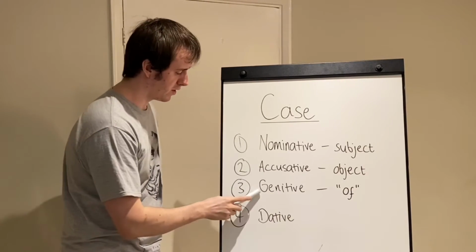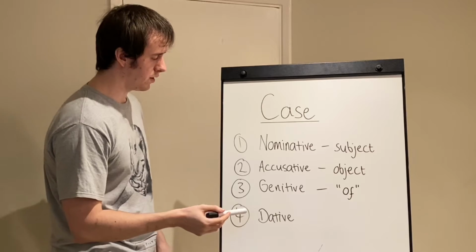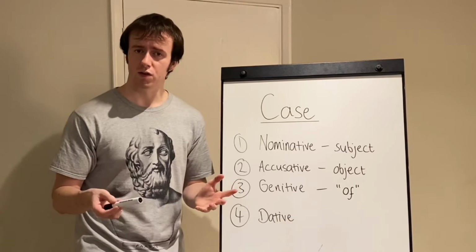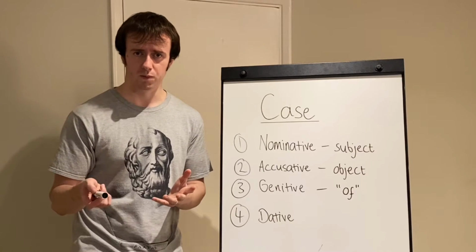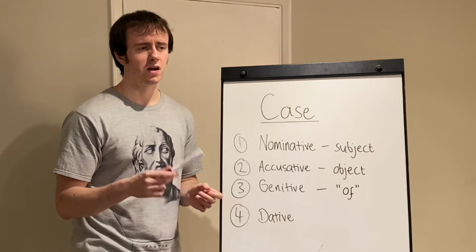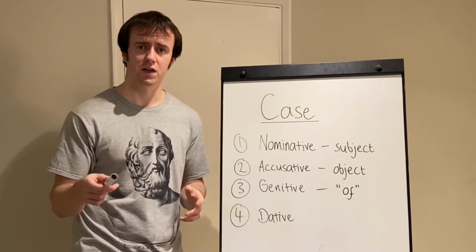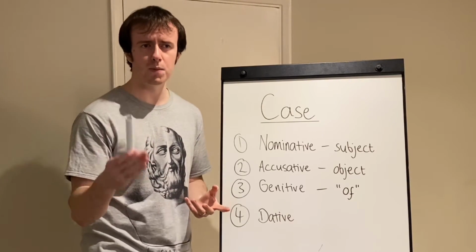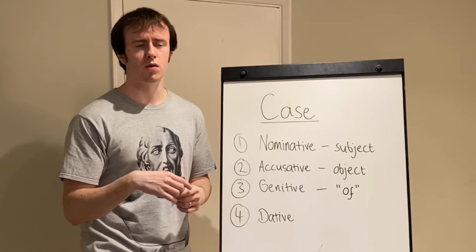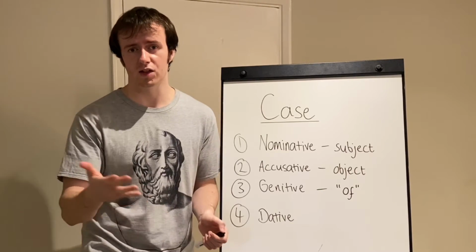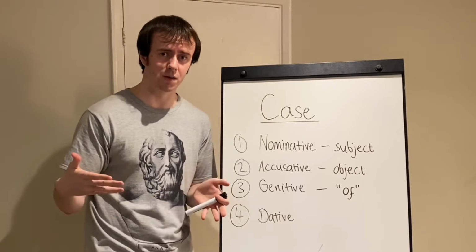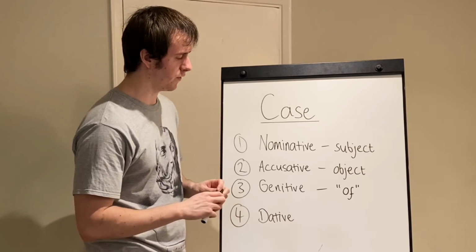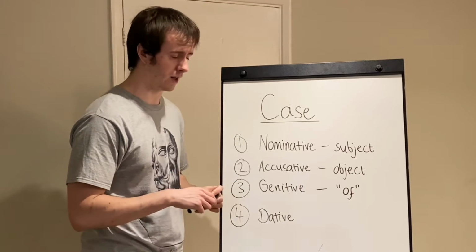Thirdly, we have the genitive case. Now, the genitive case should be translated using the English word of. This might be used to indicate possession, for example. So, for instance, you could say, the house of the man, and the man will be in the genitive case. In English, when it comes to people possessing things, we would use apostrophe s. We would say, the man's house, rather than the house of the man. But the house of the man illustrates the literal meaning of the genitive case, in one instance at least.